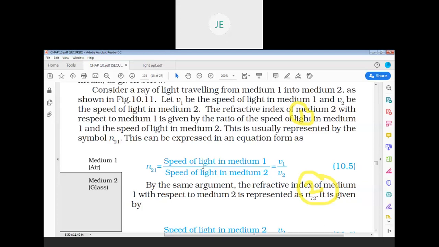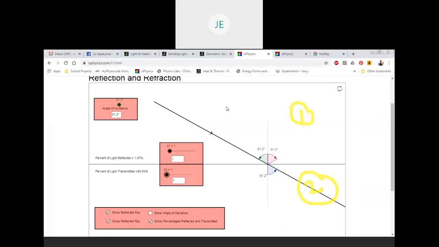How much the speed is increased or decreased, you can understand if you know the refractive index value. Refractive index simply gives you a factor by how much the speed of light is increased or decreased. Let us try to understand refraction in depth now.